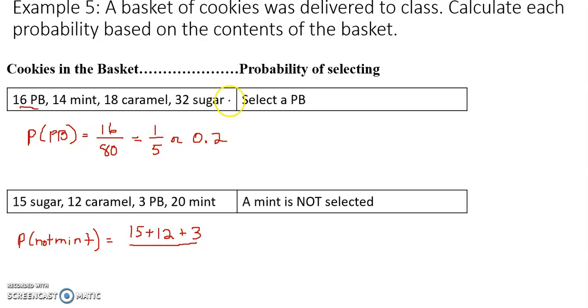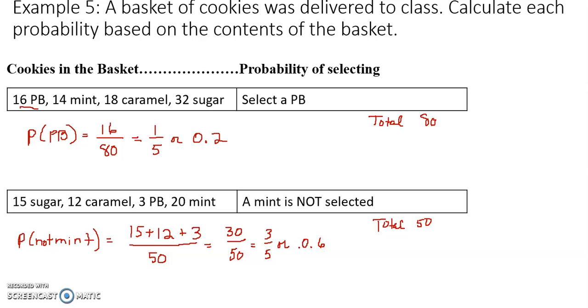Let me just mark these totals for you. So this total, when we add all of those numbers up, on this first one is 80. And my total on the second one, 15 plus 12 plus 3 plus 20, is 50. So that's what I'm dividing here. I could pull out 50 cookies. That's the total number. So I've got 27 plus 3, so I have 30 over 50, which would simplify to 3 over 5, or as a decimal, that will be 0.6.